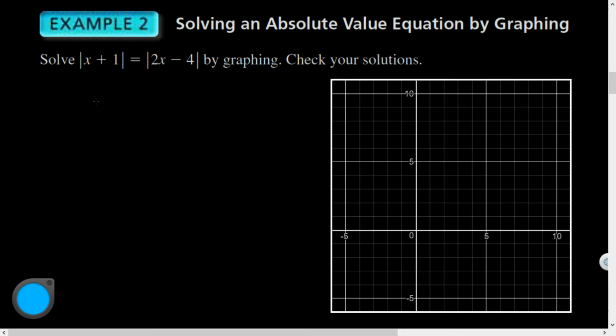I'm trying to think of which way. Let's do the 4 cases, I guess. So, guys, for this, there's 2 possible situations.